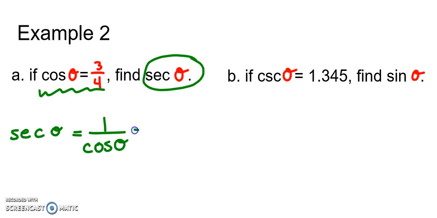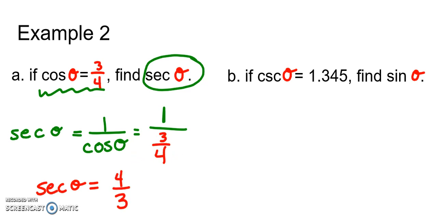So that means all we're doing is, we know that cosine is 3 over 4. So it means it's going to be 1 over 3 over 4. And then if you just divide that, you would get that secant, because you do keep, change, flip, remember? It's just 4 over 3. Easy, simple, not hard. We got that one. Again, don't make that a decimal, no decimals.